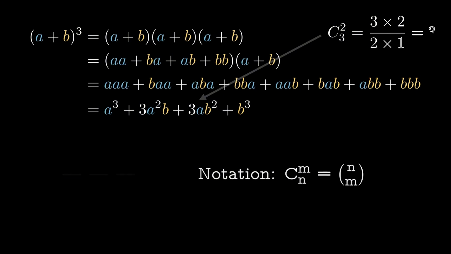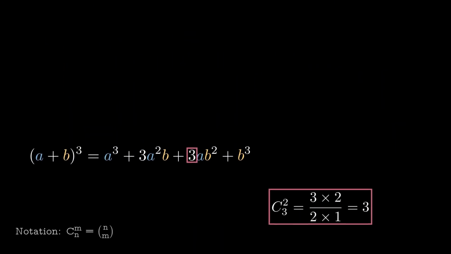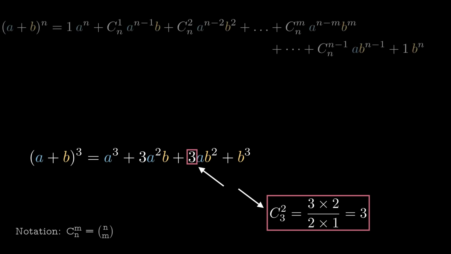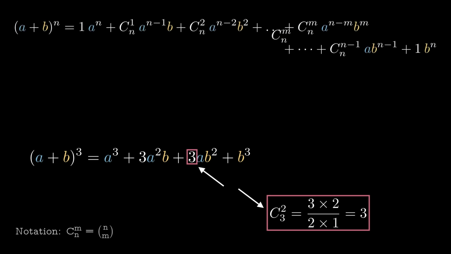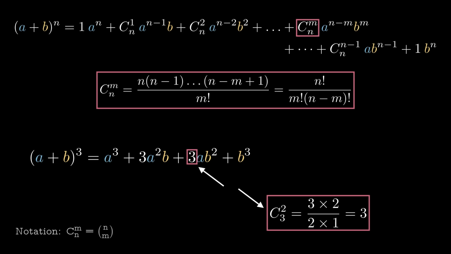This number is exactly the combination number 3 choose 2. More generally, the coefficient of any product appearing in the expansion of (a+b) to the power of n is n choose m. These coefficients compose the (n+1)th row of Yang-Hui's triangle.